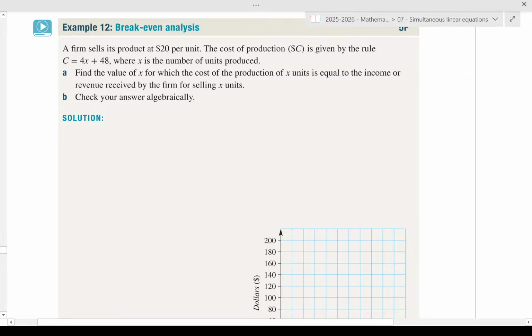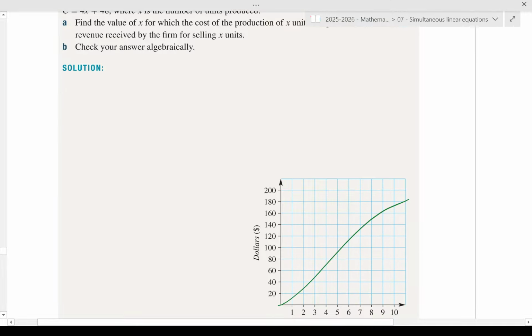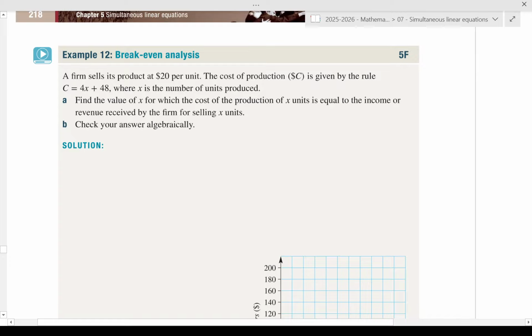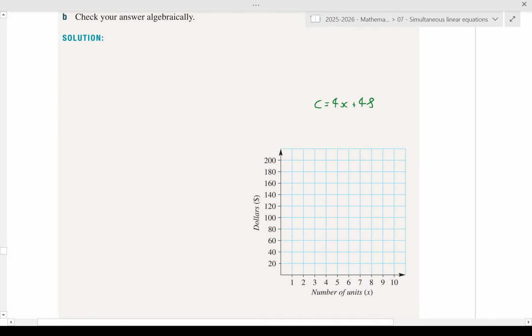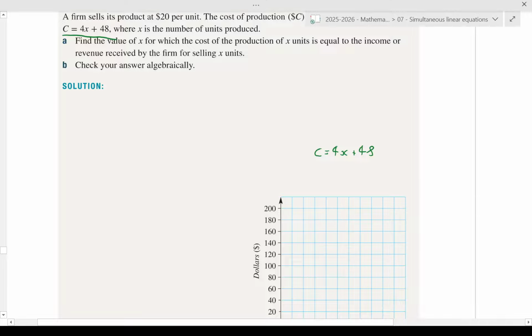So what we need is to graph two lines. We need one there and one there, anything like that. So how are we going to do this? Well, we've got C equals 4x plus 48. So let's write that one down. C equals 4x plus 48. That's our costs. So you can see that there's dollars and there's a number of units. So cost will be in dollars. Number of units is obviously x.